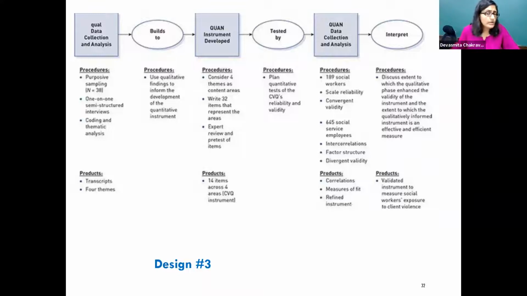You can't generalize qualitative data. Qualitative data looks at a phenomenon, but you can't generalize it. What this helps me do is to develop a quantitative instrument or a course, an evaluative component that can be generalized to a larger population.